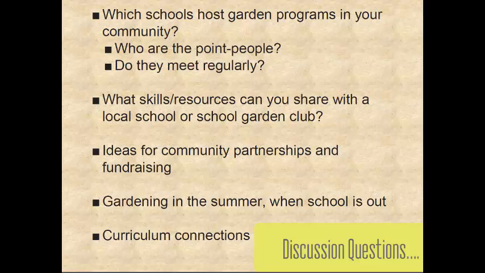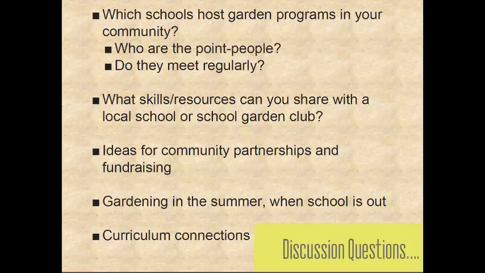The first question is, which schools host garden programs in your community? Are you able to find out which schools in your districts have school gardens? Is there a website devoted to this? Who are the point people for these gardens, if they do exist at the school or at a district level? It might not all be really easy to find online, but people in schools know who's typically the lead person for the garden program. So connect with them and find out if they meet regularly.